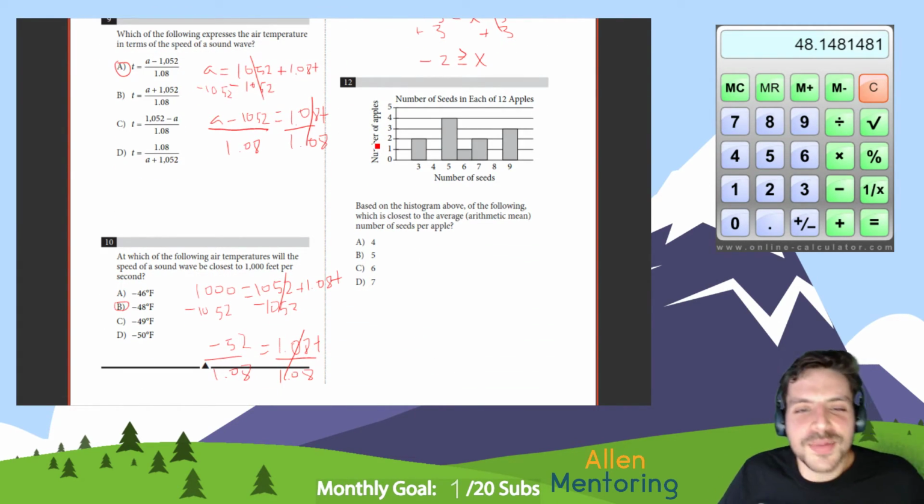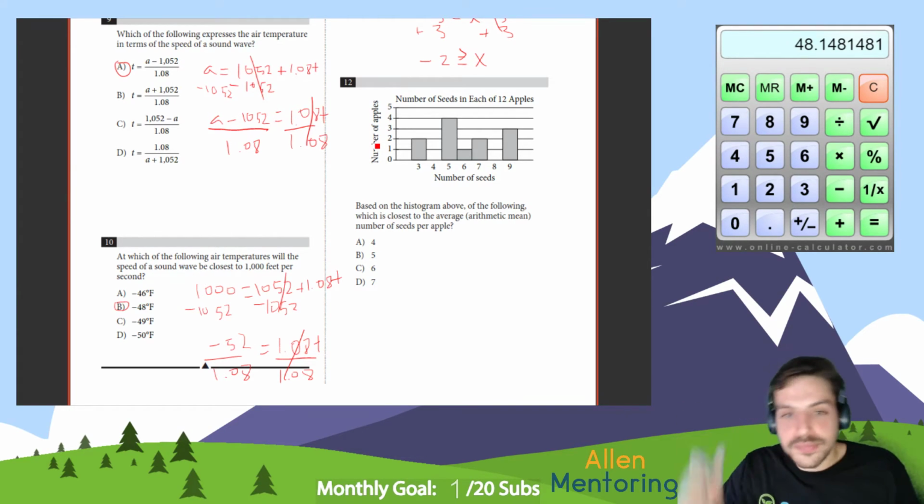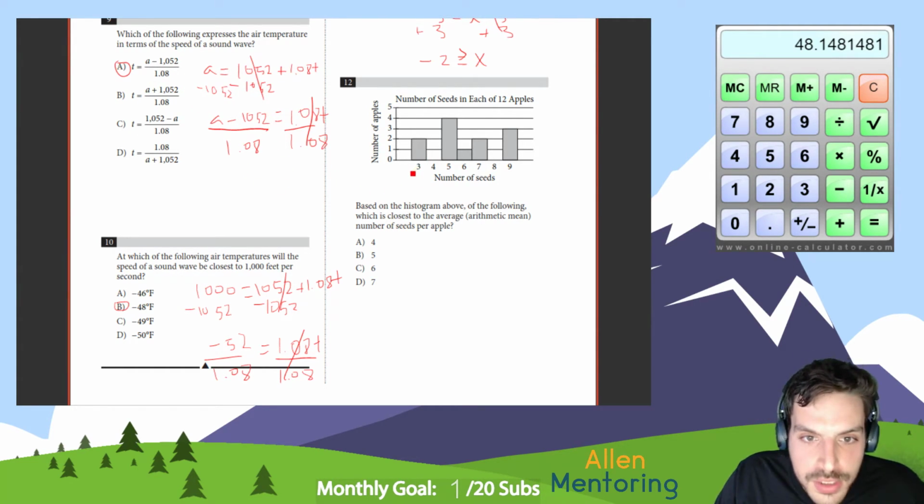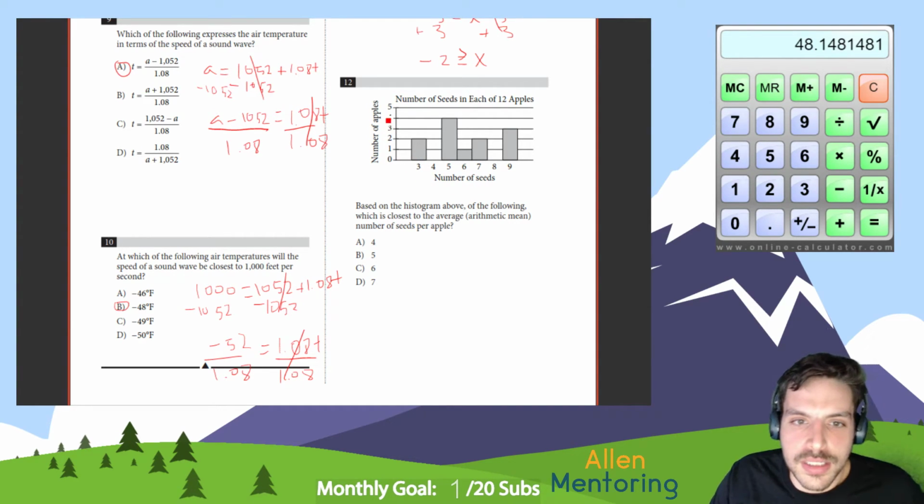All right, number 12. Based on the histogram above, of the following, which is the closest to the average number of seeds per apple? So which is the closest to the average number of seeds per apple? Okay, so how do we do this problem? So we see here that on the bottom we have the number of seeds, and on the vertical axis we have the number of apples.